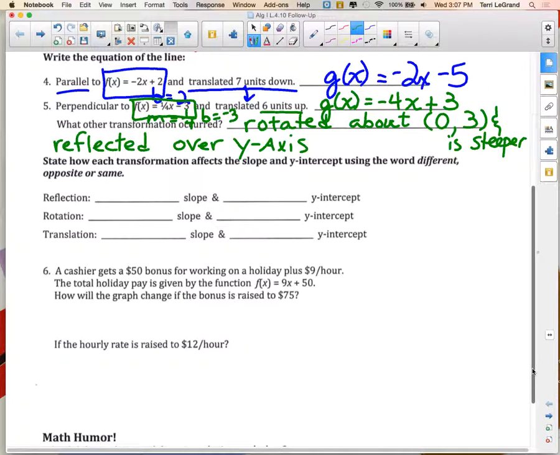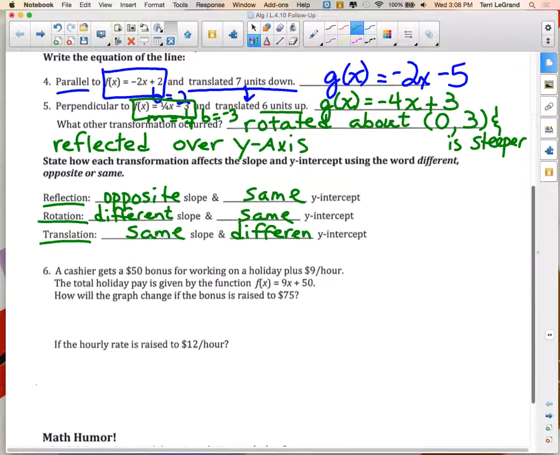Okay, here we had to fill in different, opposite, or same. Talking about a reflection. Class, what's true about a reflection of the slope? Opposite slope. What about the y-intercept? The same. Okay. How about a rotation? Different slope, and same y-intercept. That's not affected. How about a translation? Same slope. That doesn't change. And different y-intercept. Doesn't have to be opposite, does it? Just different.